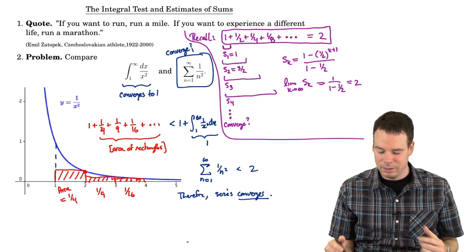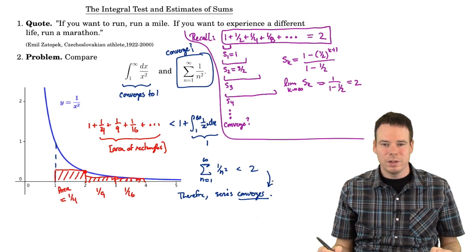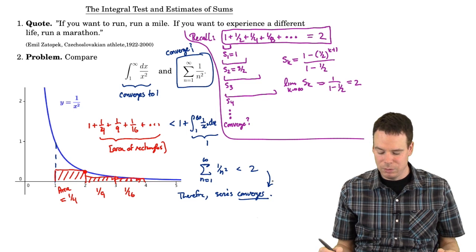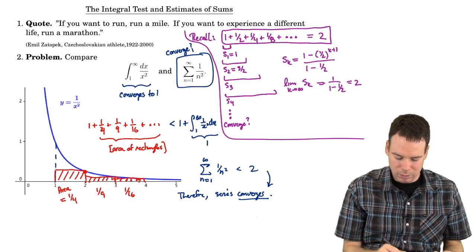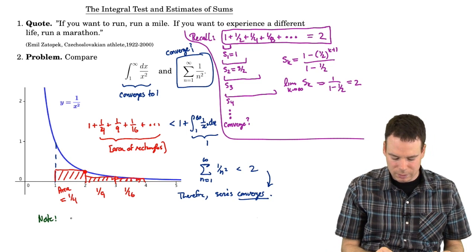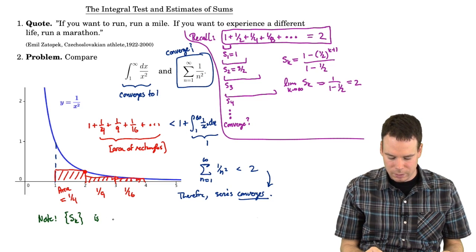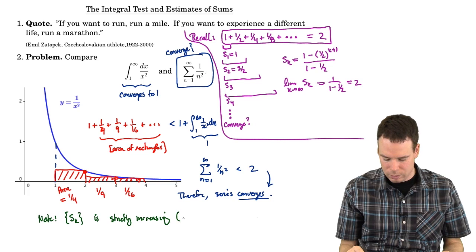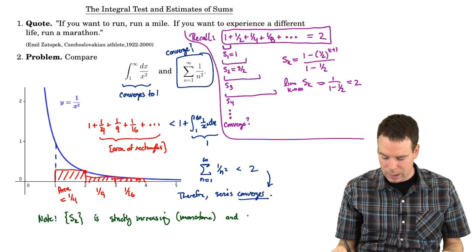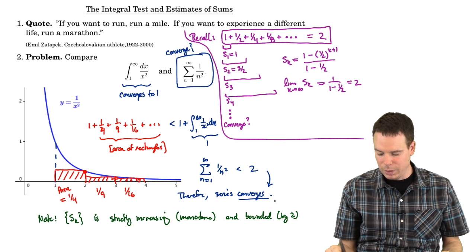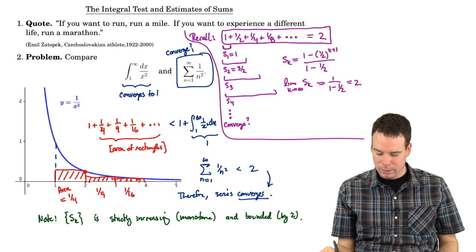What's underlying this jump is really the monotone sequence theorem. The monotone sequence theorem is at play here. So let's just make a note of this. Note that for this example, the sequence of partial sums is strictly increasing, so it's monotone, and the sequence of partial sums is bounded. In particular, we've shown it's bounded by 2. That's what we use the integral to get.